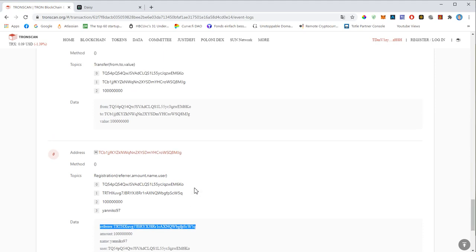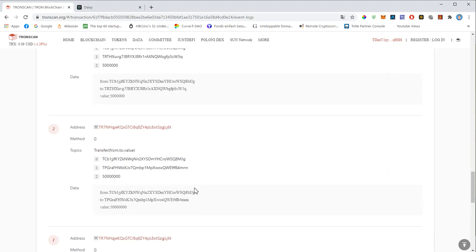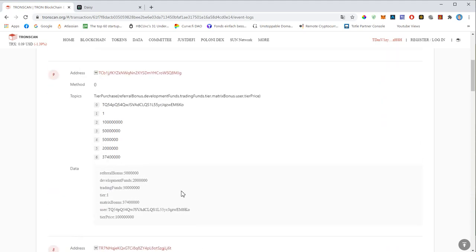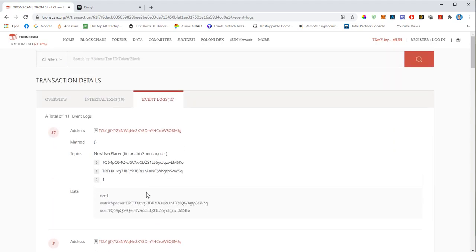Okay, and yeah, this is basically the logs of this particular transaction. That gives you a lot of different information. So this is like the $100 for the pack. This is $50 for the Daisy Fund, and so on and so on. This is the $5 direct commission. This is the $2 going to Daisy, and this is going to the referral plan. Okay, and this is the tier that was purchased, and so on and so on.